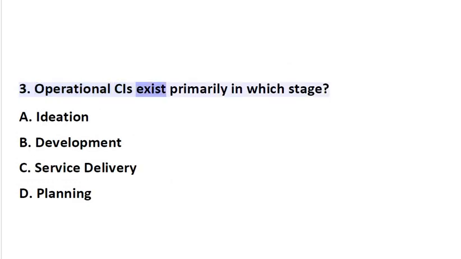3. Operational systems exist primarily in which stage? A. Ideation, B. Development, C. Service delivery, D. Planning. Answer: C. Service delivery.